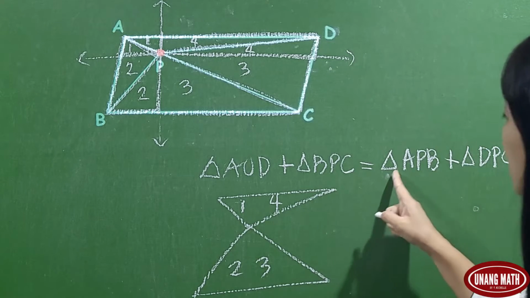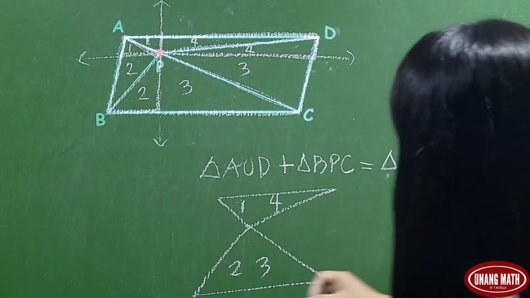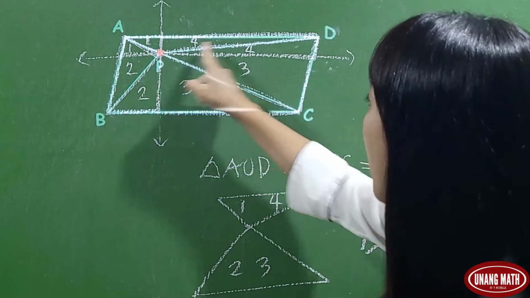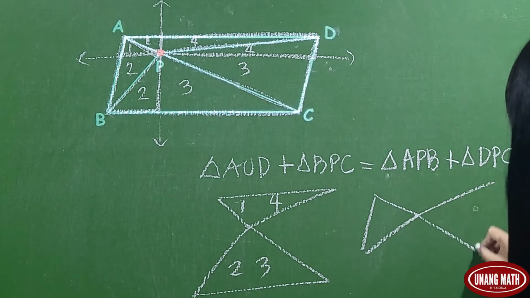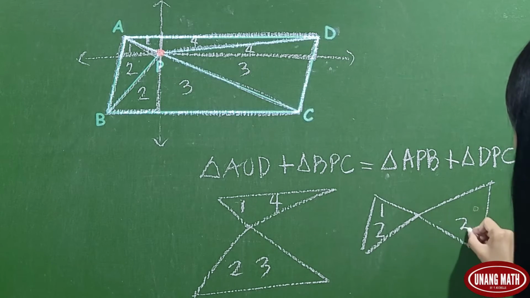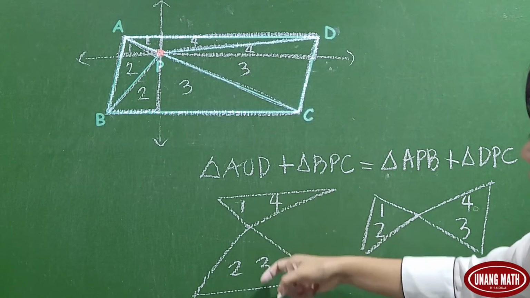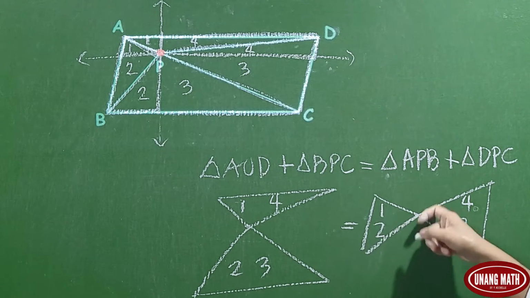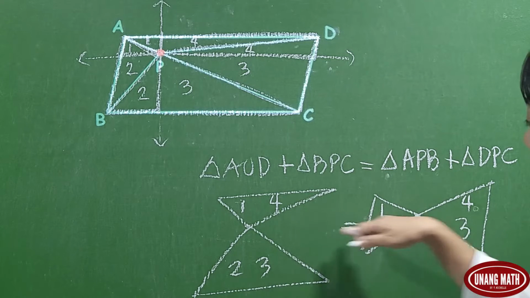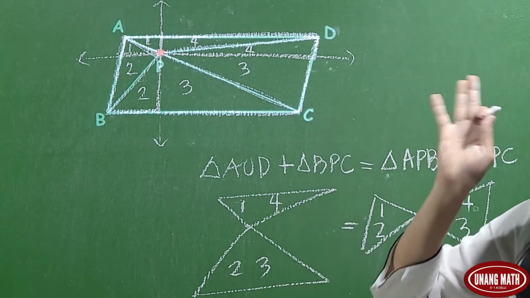Okay, and for triangle APB and triangle DPC, APB is this triangle, and we have this one. So this is 1, 2, and 3, 4. So the area of these two triangles is equal to the area of these two triangles. So if we add these areas together, then that's the area for this whole parallelogram.